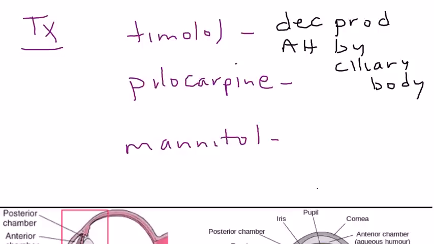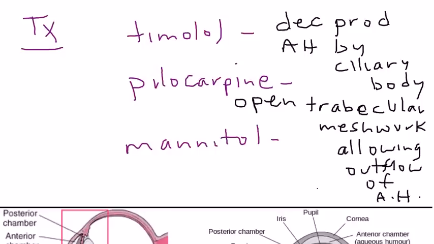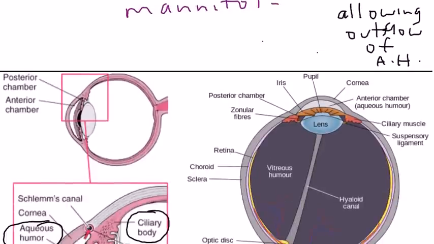Pilocarpine, how it works is it opens that trabecular meshwork, and that allows the aqueous humor to flow out, so allowing outflow of the aqueous humor. I'm abbreviating it AH. So where's the trabecular meshwork? Oh, it's right here.